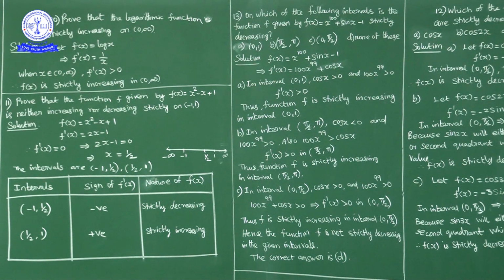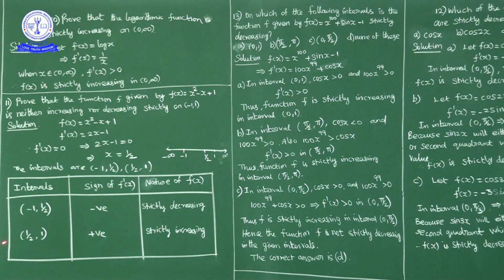Next, in the interval 1 by 2 to 1, in between 1 by 2 to 1, I will consider 3 by 4. Now if you write 3 by 4 in place of x, f dash of 3 by 4 is what? 2 into 3 by 4 minus 1, the 2 cancels, 3 by 2 minus 1 is 1 by 2, which is positive.